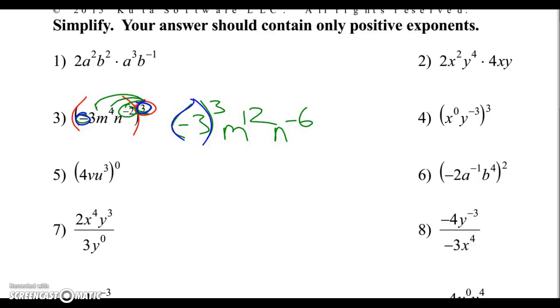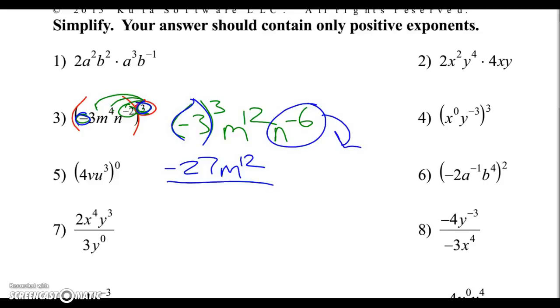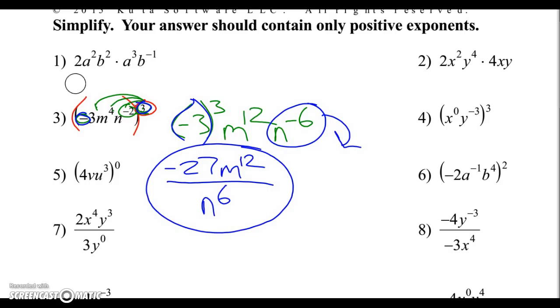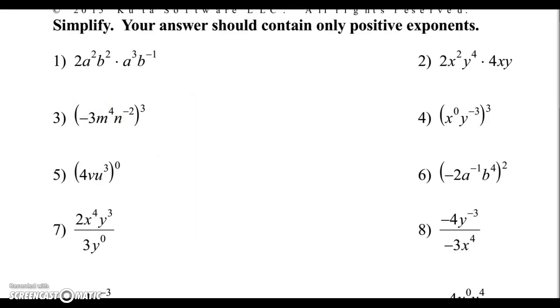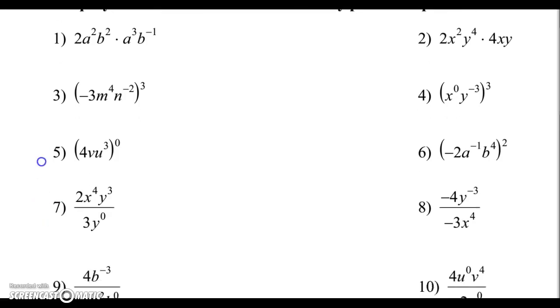But anyway, 3 to the 3rd power is 27. And yes, that is negative. m to the 12th stays. It's happy. Remember, everything is over 1 at this point. However, n to the negative 6, sorry, is not happy. That wants to move down. And it becomes positive once it moves to the basement. So in the denominator there. All right. So again, not the only way to do that one, but that works.